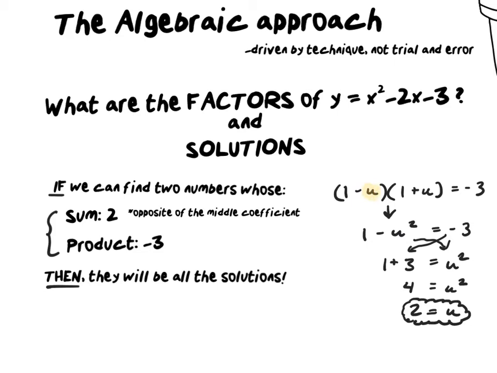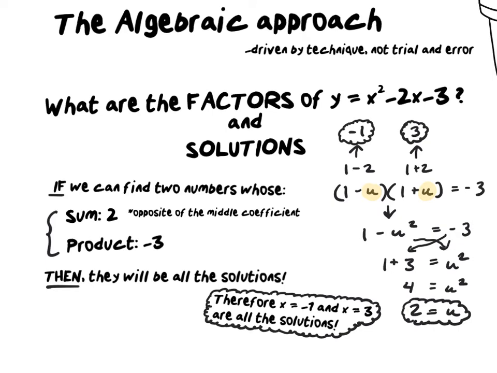So now that we know u is equal to 2, I'm going to highlight the u's and calculate using the 2. 1 minus 2 is equal to negative 1. 1 plus 2 is equal to 3. Therefore, x is equal to negative 1 and x is equal to 3 are all the solutions.